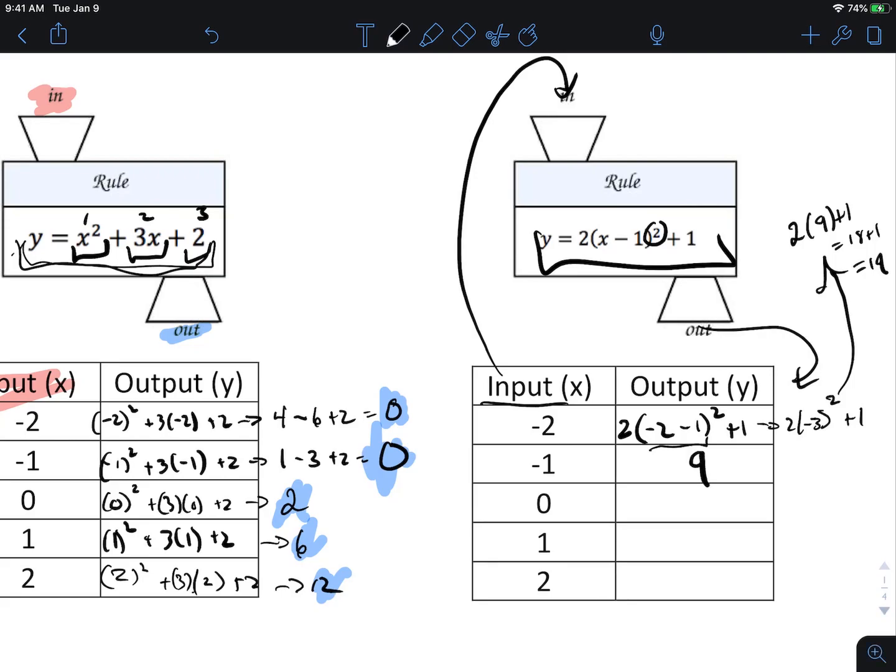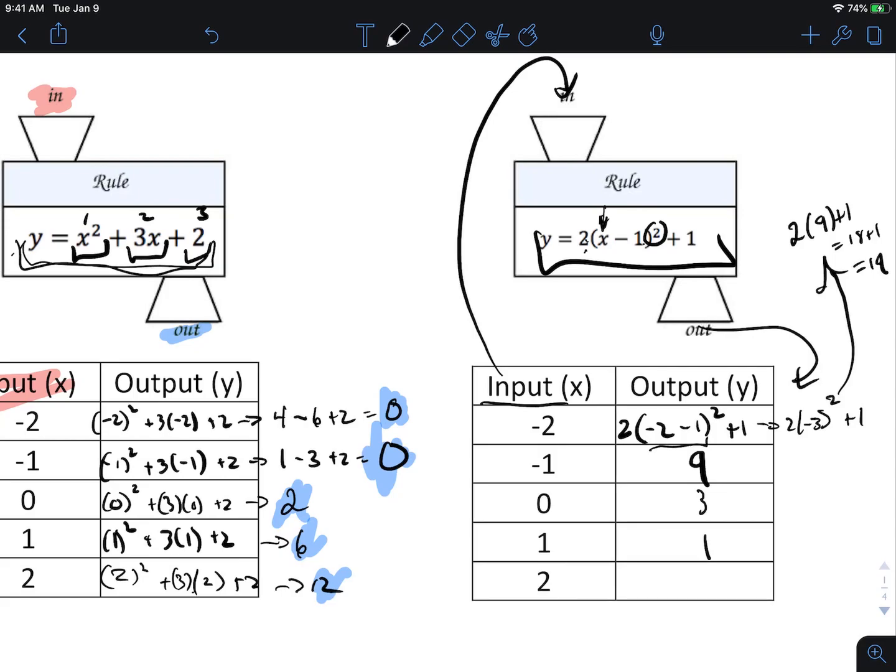I did a lot there. You guys are just going to do the same thing that you did there, and the one above. I just did it all in my head. Okay. 0 minus 1. So I'm inputting 0 here. 0 minus 1 is -1 squared is 1 times 2 is 2 plus 1 will be 3. The next one's kind of easy because I'm going to input 1 for x. 1 minus 1 is 0. 0 times 2 is 0 plus 1 should be 1.